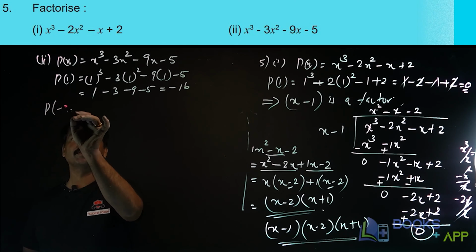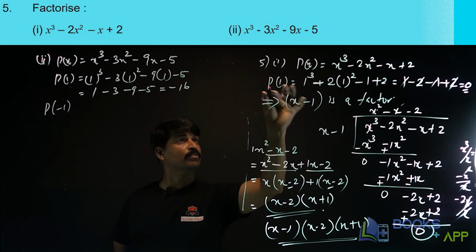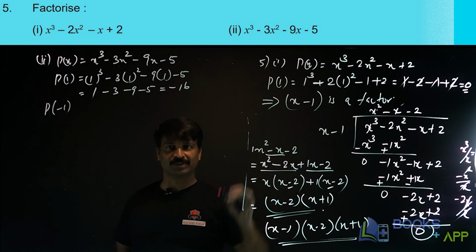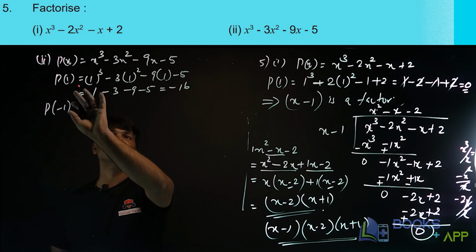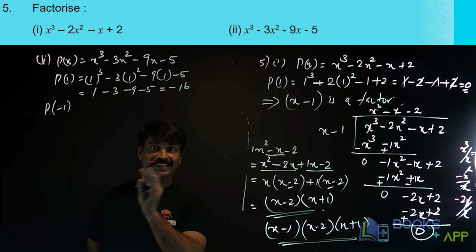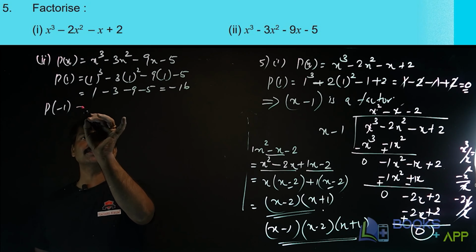Now let us find out p of minus 1. You see here, when you substitute, p of 1 got 0, so x minus 1 is a factor. But here p of 1 is not 0, so x minus 1 is not a factor. Okay. Now let us find out what is p of minus 1.